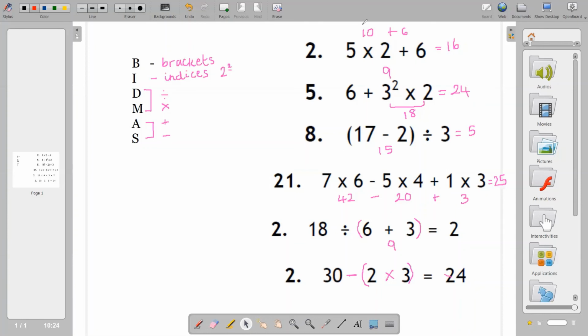Let me just change my share. Just move that out of the way. Share.